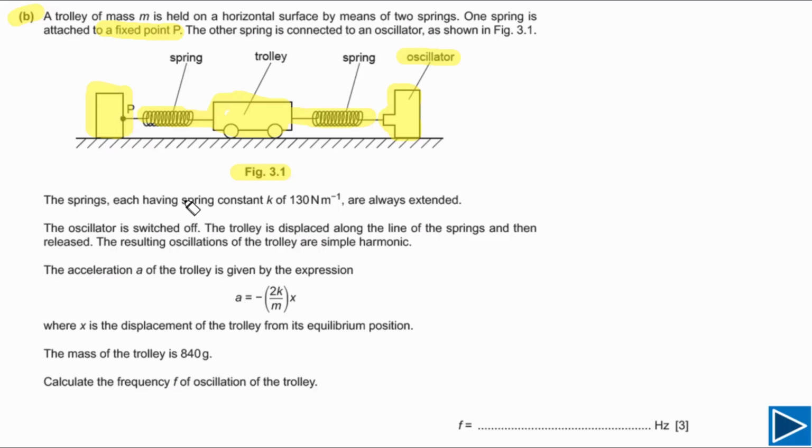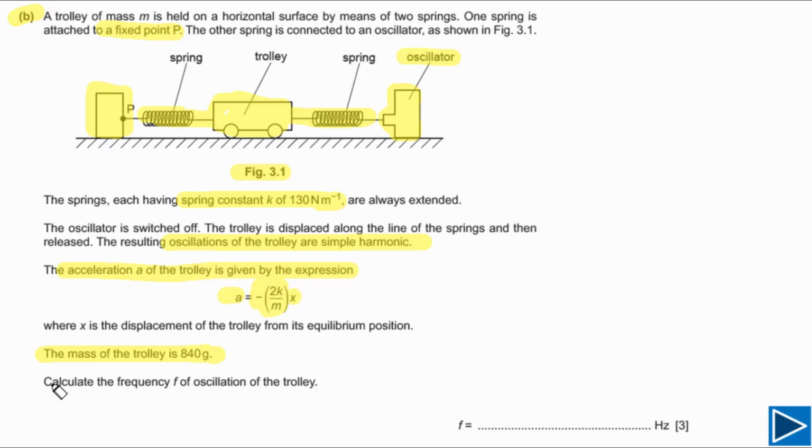It is also given that the spring constant is 130 newtons per meter, and the mass of the trolley is given here. Oscillations of the trolley are simple harmonic motion. We can find the acceleration a of the trolley by this expression, where a is equal to minus 2k by m times x, and this part is omega squared.